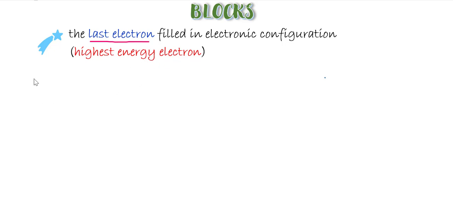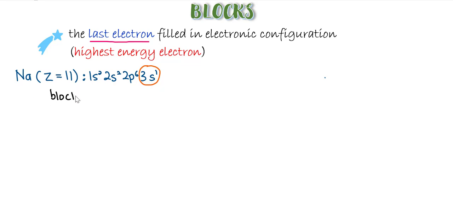For example, let's have a look at sodium. The proton number for sodium is 11. So the electronic configuration of sodium is 1s2, 2s2, 2p6, 3s1. The last electron that is filled in this electronic configuration of sodium is in the 3s subshell. This makes sodium in block S. It's simple, just like that.